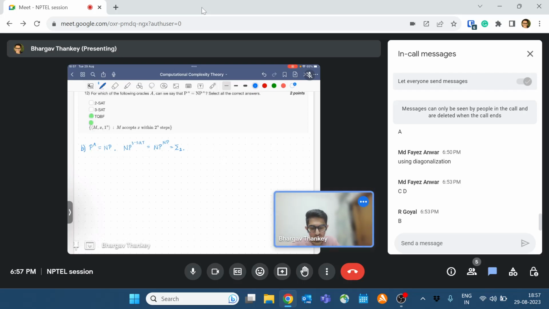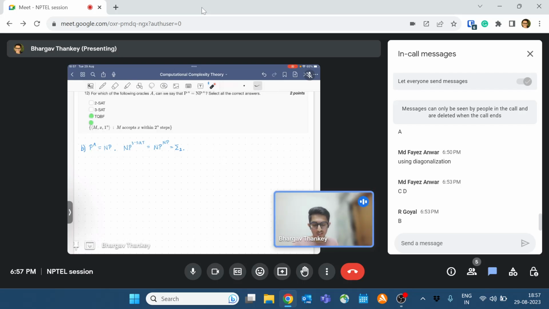So for 3 sat we actually know that it's sigma 2, right? No, no, that is one way of saying it, but the proof that was discussed in the lecture for the first part, like P^A equals NP^A. So just a minute, okay.